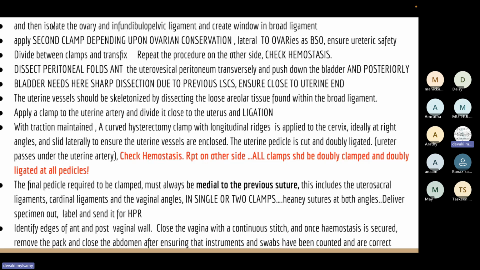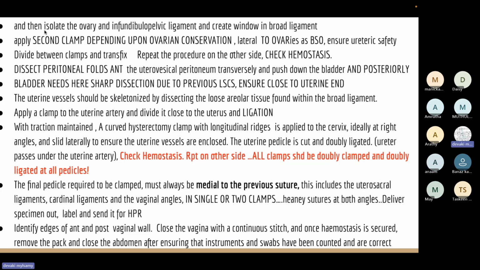Once the round ligament has been clamped and the two leaves of the broad ligament have been opened, a window will be created in the broad ligament. Depending upon ovarian conservation, a lateral or medial clamp will be applied to the ovarian structure, doubly clamped, doubly ligated. This is a safety point when it comes to hysterectomy. You will always doubly clamp and doubly ligate so that adequate hemostasis is achieved. The procedure will be repeated on the other side.